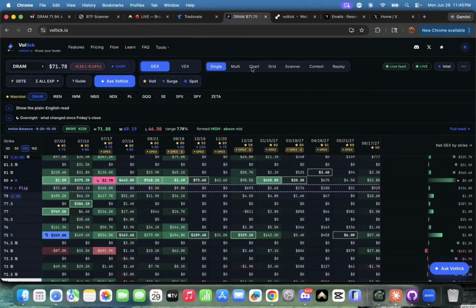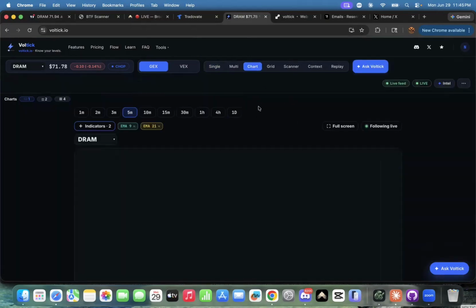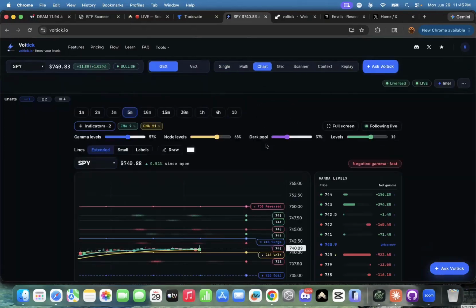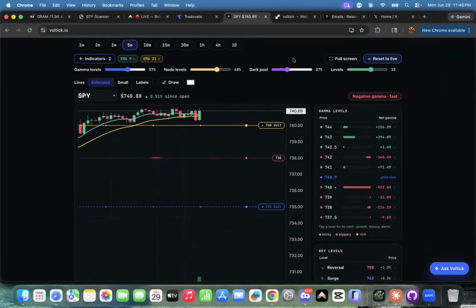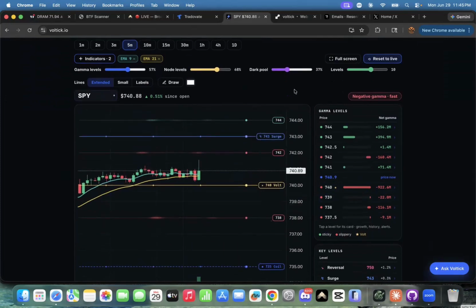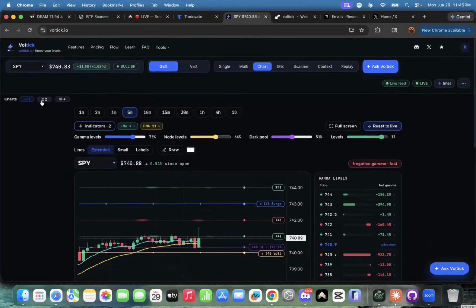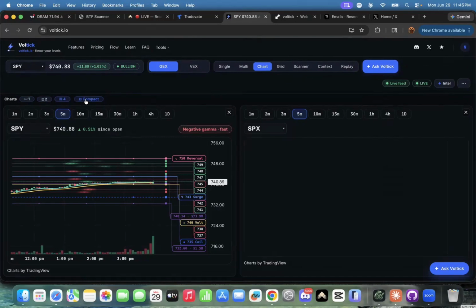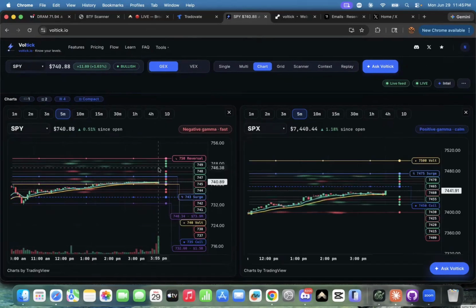Another quick thing I want to do here is the charts. This is something that a lot of people are loving. You pull up the charts here, you can customize the dark pool levels, the node levels, how it opens up here, the gamma levels. You could add more gamma levels if you want, so you could see all of them. You could lower it down. You could have 2 charts, 4 charts. You can compact it so you don't see this.